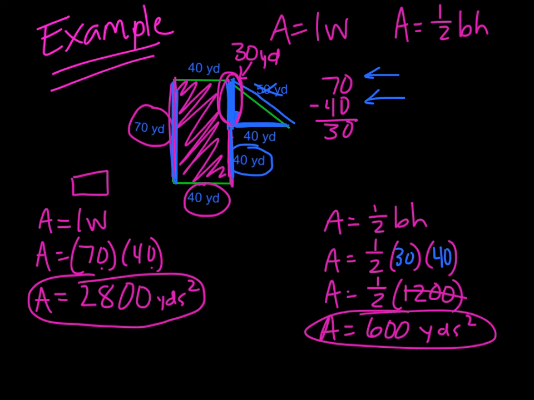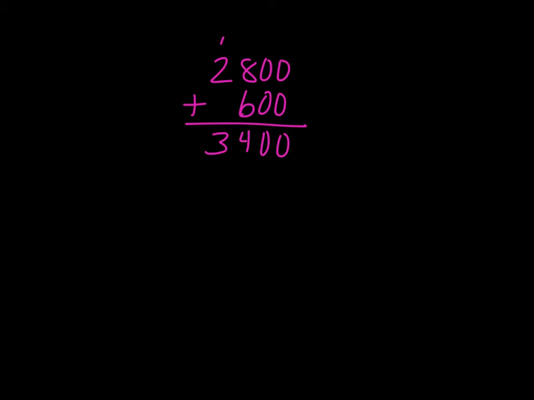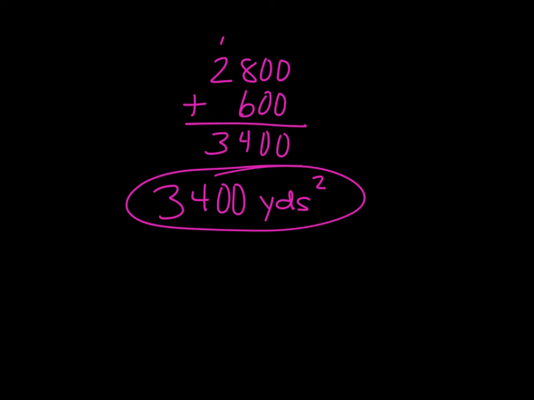Am I finished? No, because my directions told me to take whatever two areas I have and add them together. So all I'm going to do is take my 2800 and add it to my 600. 8 and 6 gives me 14. 2 plus 1 is 3. So I come up with a total of 3,400 yards squared as my final answer for that composite figure.